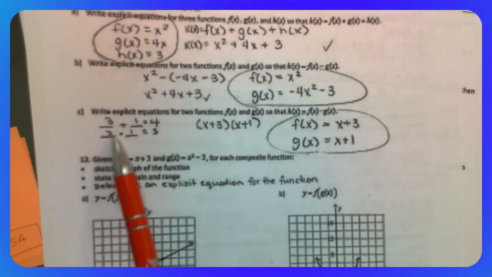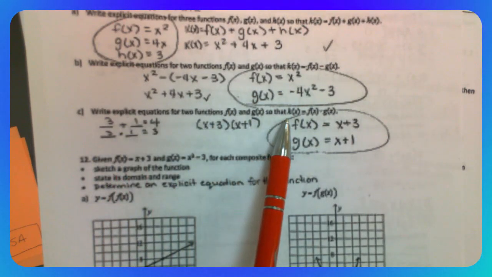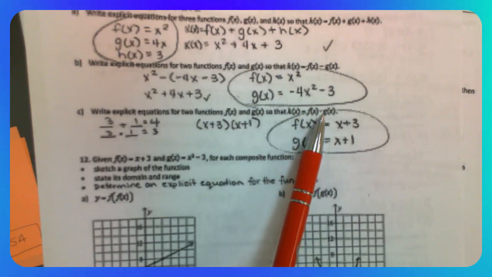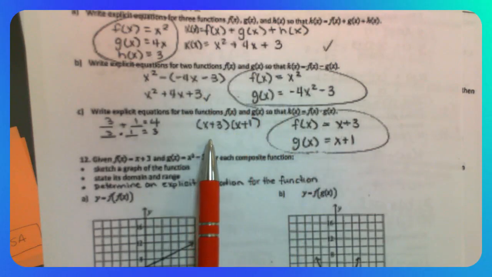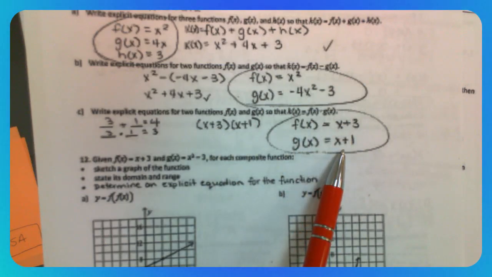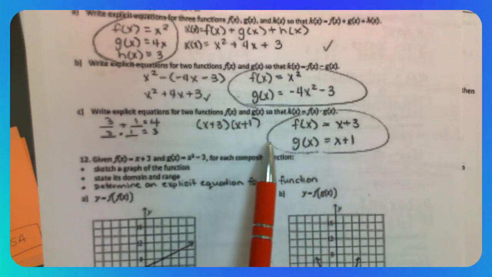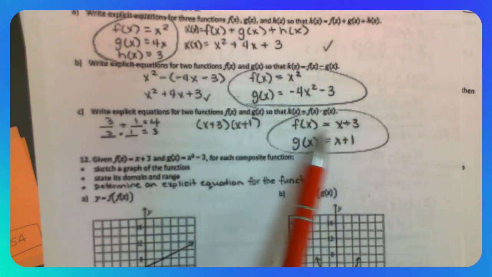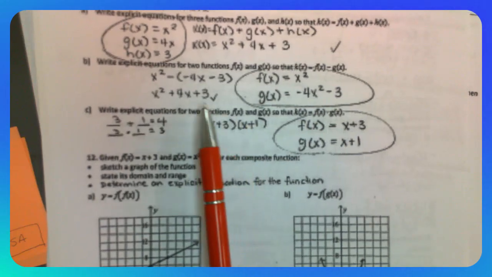All right, part C. Now we want two functions so that when you multiply them together, you're going to get that original equation. So I broke this into f of x equals x plus 3 and g of x equals x plus 1. I simply factored it and got the two binomials that when you multiply them together, you get that trinomial back.